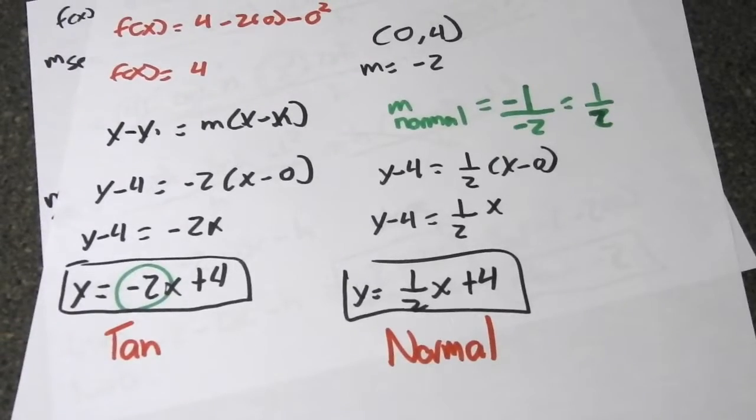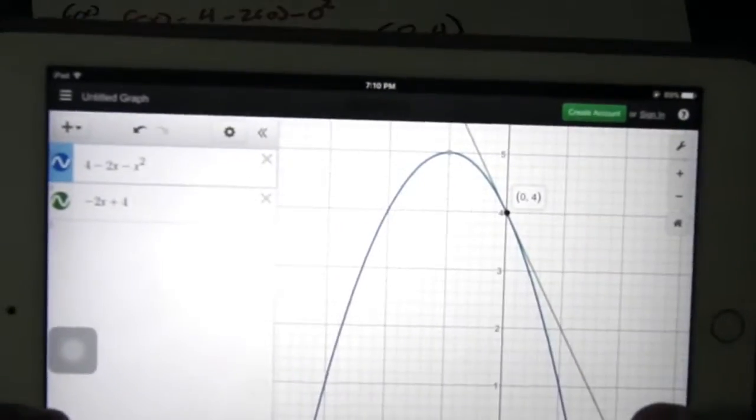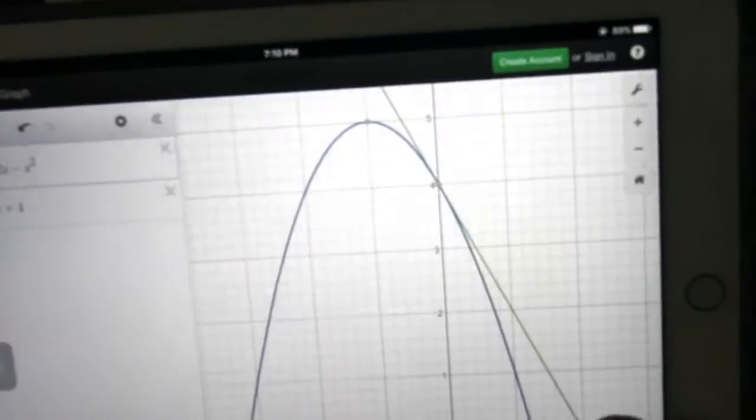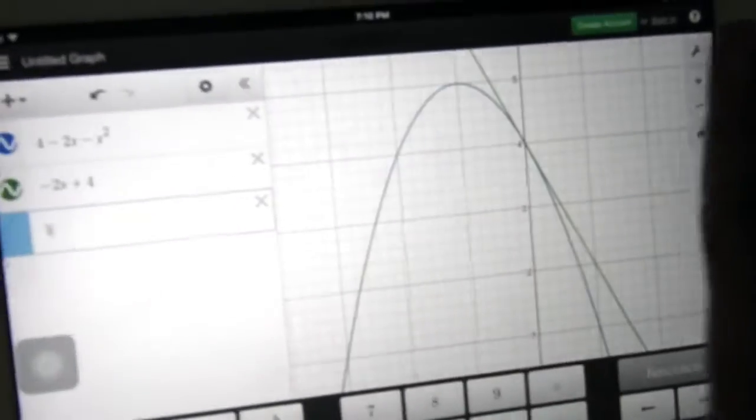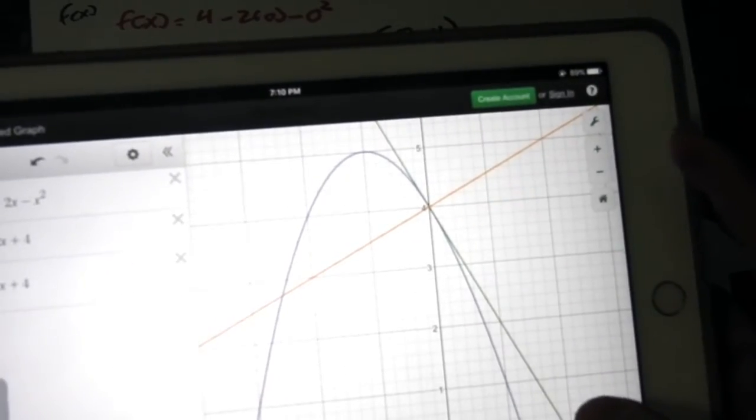And now we're going to see this in the calculator. We have this equation of the tangent line, minus 2x plus 4. There you have it at point (0, 4), and then we have 1 over 2 x plus 4 right there, perpendicular to the tangent line.